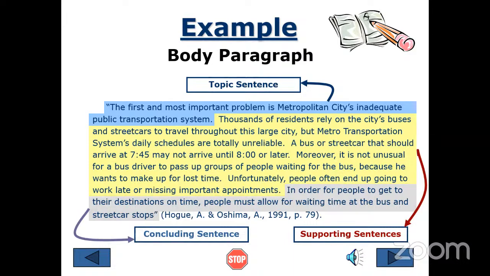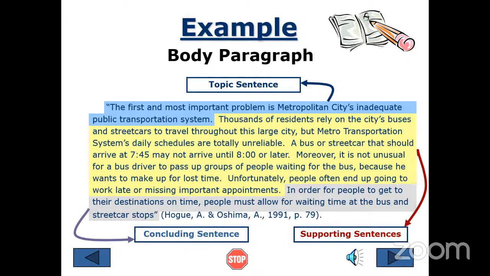Okay, we have more than one, so supporting sentences. Thousands of residents rely on the city's buses and streetcars to travel throughout this large city, but the metro transportation system's daily schedules are totally unreliable, that's true. A bus or a streetcar that should arrive at 7:45 may not arrive until 8 or later. Moreover, it is not unusual for a bus driver to pass up groups of people waiting for the bus because he wants to make up for lost time. Unfortunately, people often end up going to work late or missing important appointments.